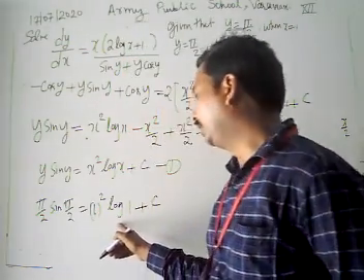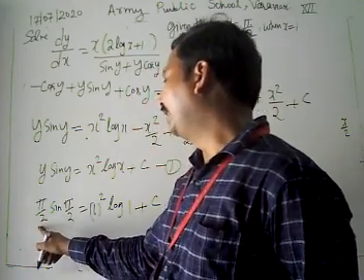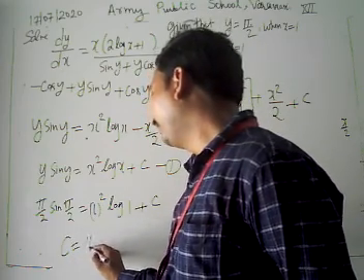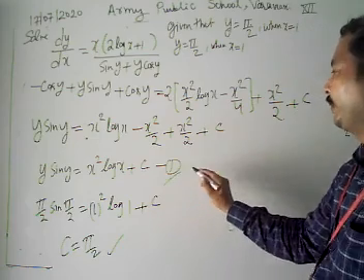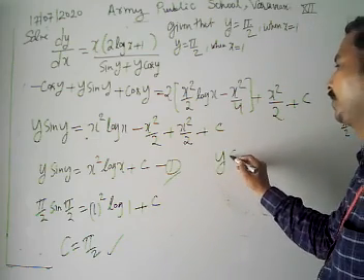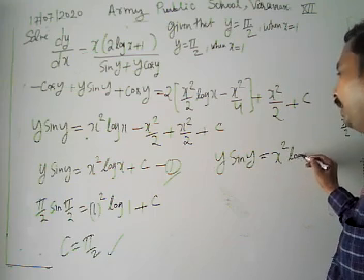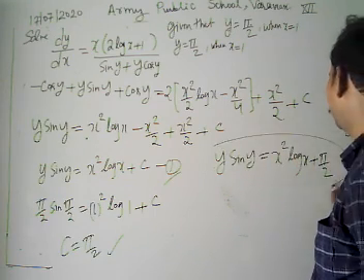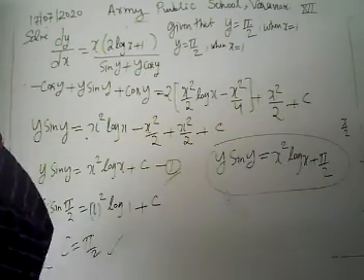Look, the value of log 1 is 0, so this portion vanishes, and sin 90 is 1. Then what is the value of c? From here we get the value of c is pi by 2. Putting the value of pi by 2 in equation 1, our solution is y sin y equal to x square log x plus pi by 2. This is our required solution of the differential equation.